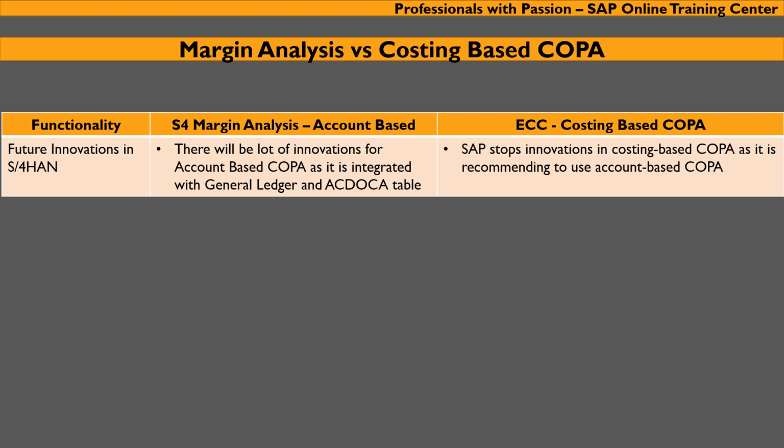Organizations which are using costing-based COPA can continue to run the reports which are available in current SAP, but if they are going to implement HANA, at that time they need to go for account-based COPA. That is recommendable, because SAP is not going to provide support for costing-based COPA related things. So it is better to shift to S/4HANA with account-based COPA.